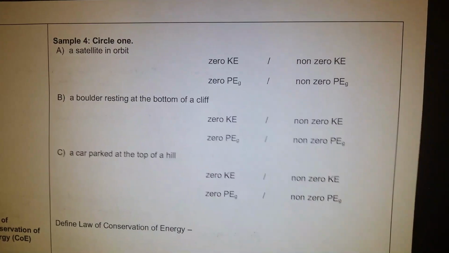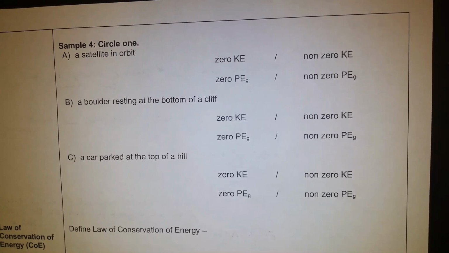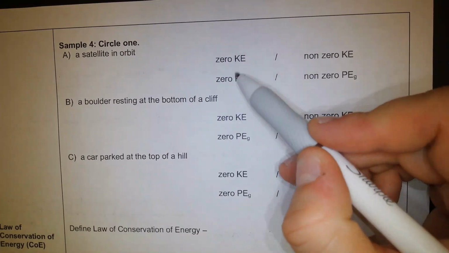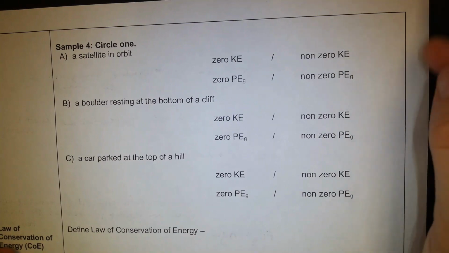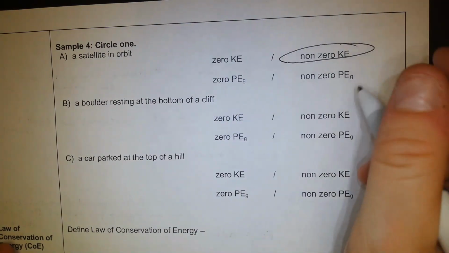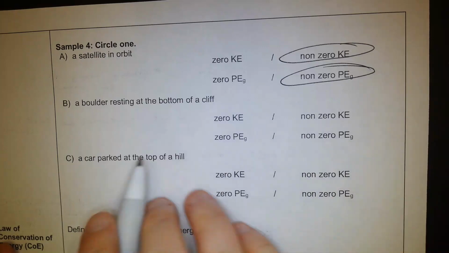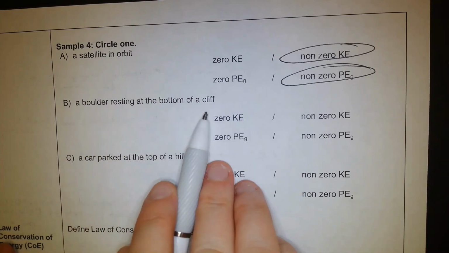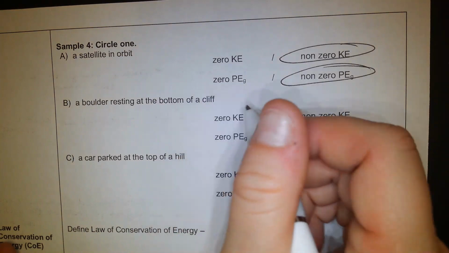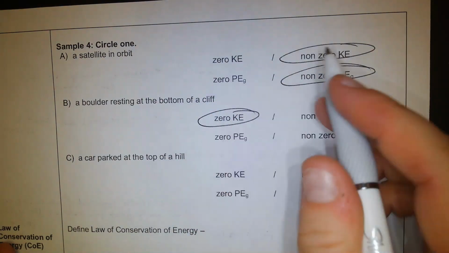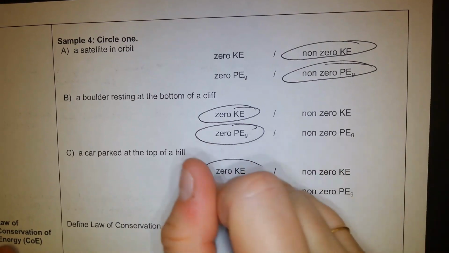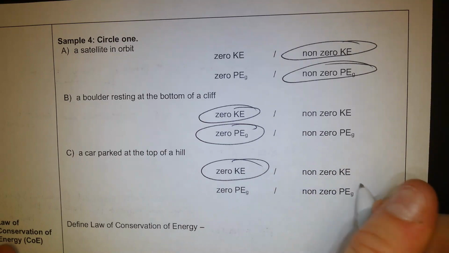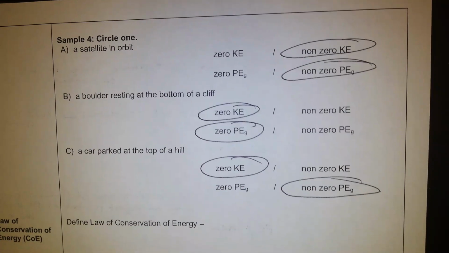Flipping over. Okay, kind of more conceptual. Talking about what do we have. Zero means we have none, non-zero means we have some. So a satellite in orbit, do we have kinetic energy? Yes. Do we have gravitational potential energy? Yes, we have the potential to fall, right? That's height. A boulder resting at the bottom of a cliff: if it's just resting, it doesn't have any speed, and if it's at the bottom of a cliff, it doesn't have any height. A car parked on top of a hill: well, it's parked, so it's not moving, but it does have height. It's on top of a hill.